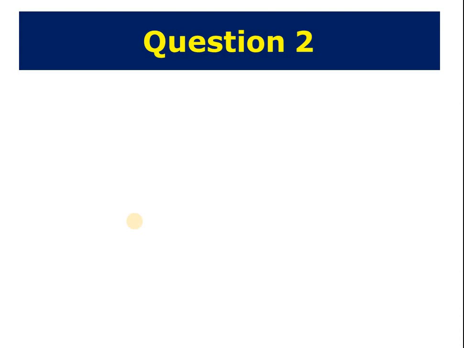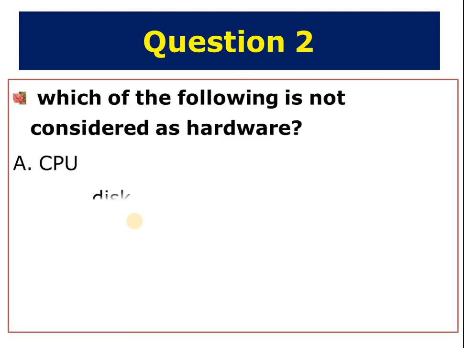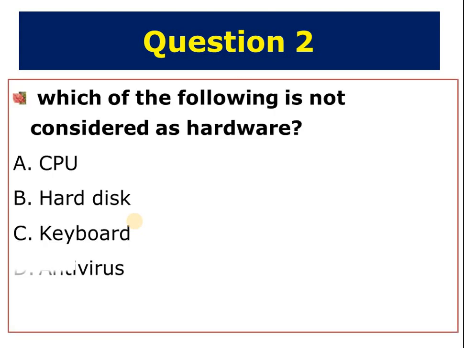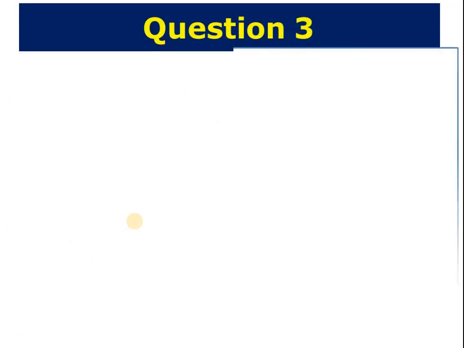The next question is question number 2. Which of the following is not considered as hardware? A. CPU. B. Hard disk. C. Keyboard. D. Antivirus. The answer is choice D. Antivirus is not considered as hardware. The others, CPU, hard disk, keyboard are considered as hardware.